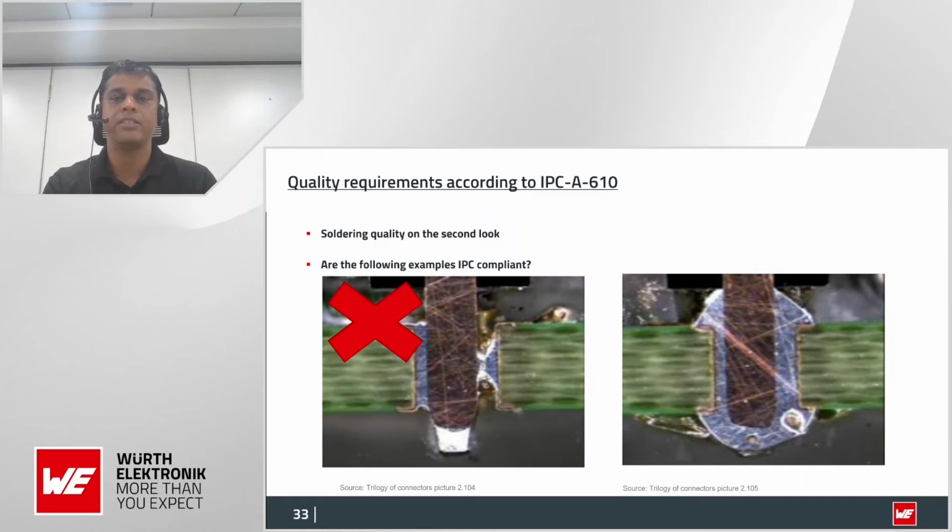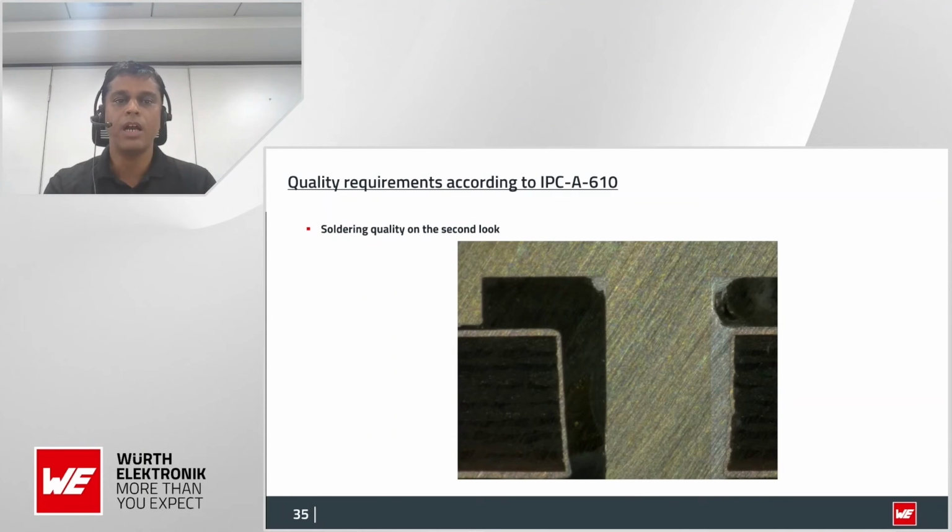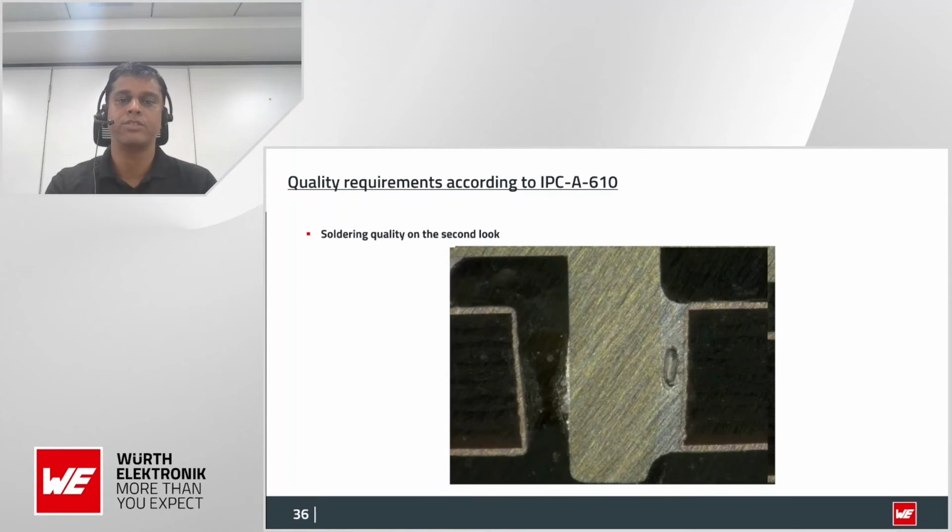And if you see the right hand side, both have solder paste filled, but we have given more solder paste than what is required. So this is also not meeting the IPC quality. And the second thing, if you look at this picture, you can see that only one side has solder paste filled, and the other side is completely open. So this is also not meeting the quality which we are talking about.